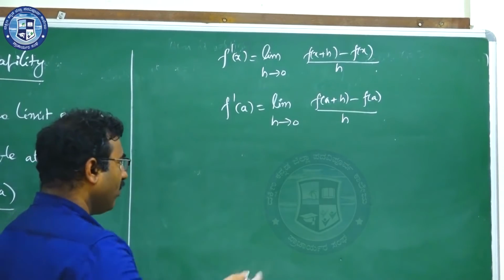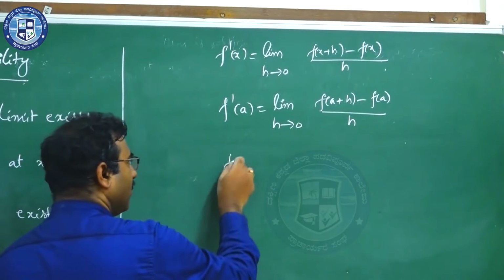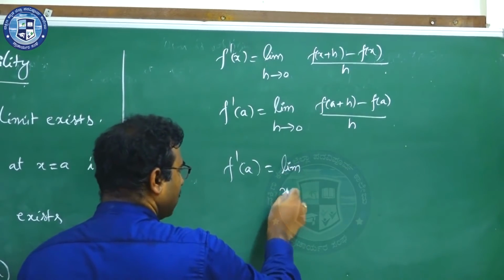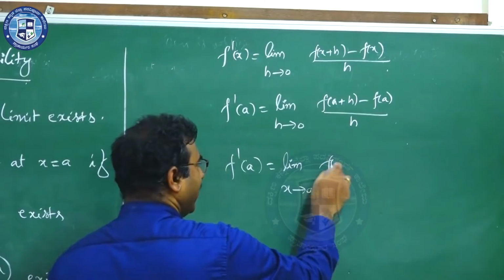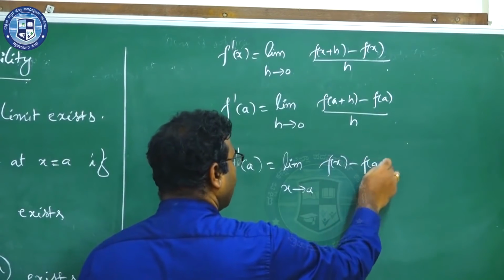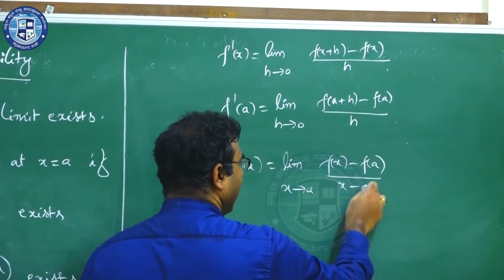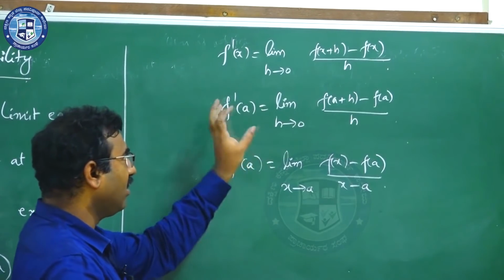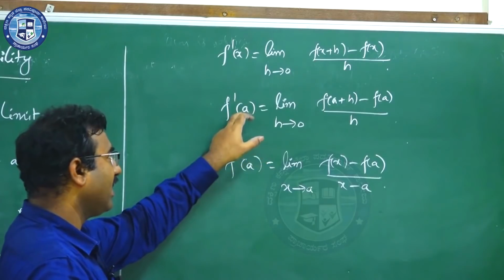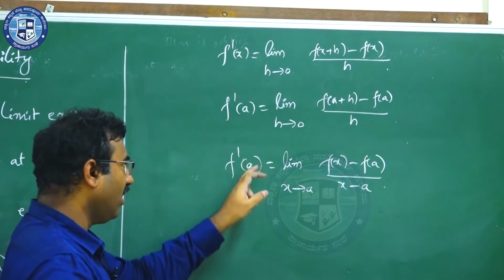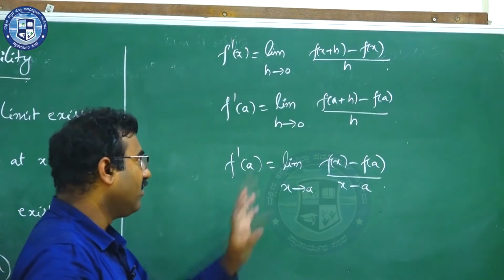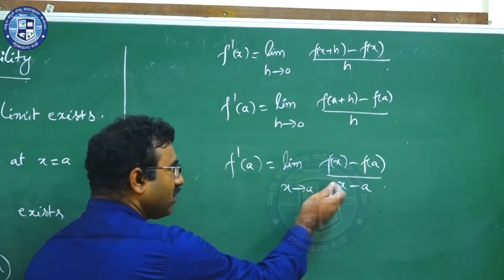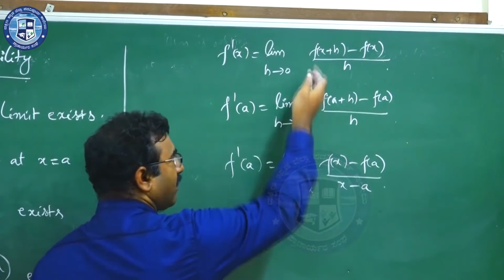Okay. And one more formula we can write for the derivative at a point as limit x tends to a of f(x) minus f of a divided by x minus a. So whenever we want the derivative at a point a, you can use either this formula or this formula. Now, how did we get this formula? From here I will just explain it to you.